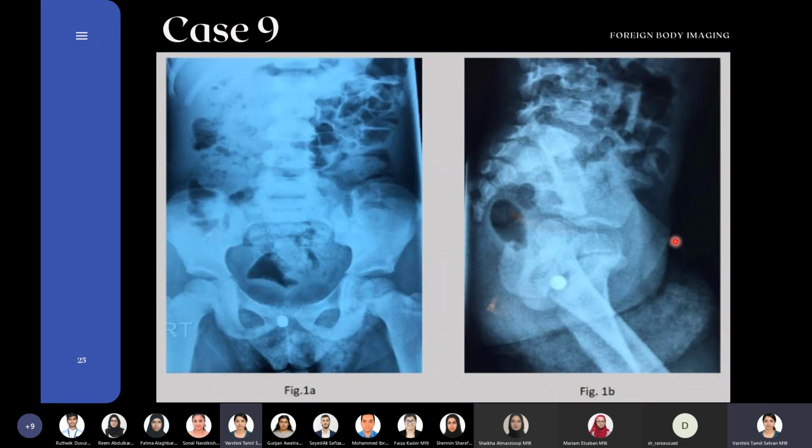So before I start the next case, is everything clear so far? Any questions you guys have for me?